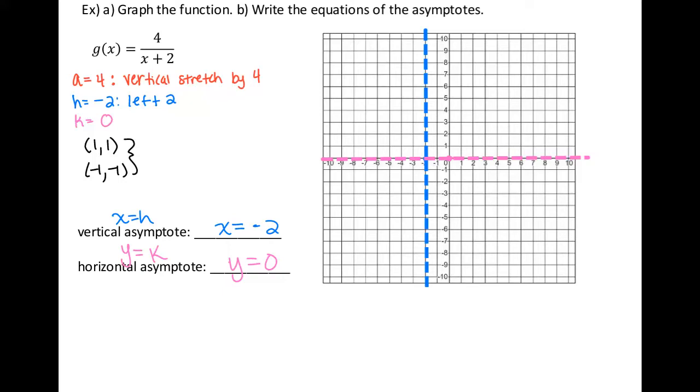This time I have an A and an H. So remember, you always want to do the A value first. So first, do whatever A is telling you to do. So it's a vertical stretch by 4. That means you're going to take the distance and multiply that by 4. Take the distance, multiply by 4. And then you're going to go left 2.